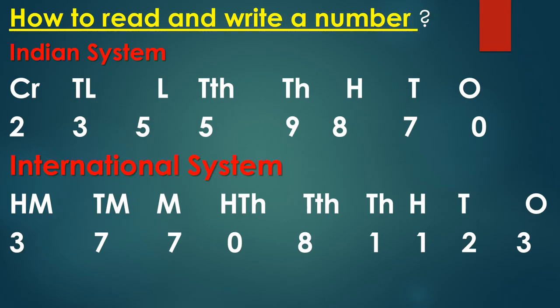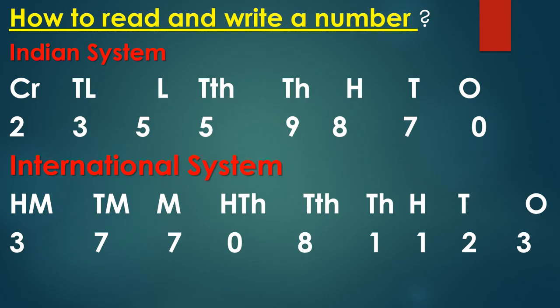Now in international system, we place commas. Every comma will be after 3 digit. That is, first comma will be after hundreds place, that is ones, 10 and 100. Then again after 3 places, that is 1,000, 10,000 and 100,000. Okay, here also I have written one number for you.